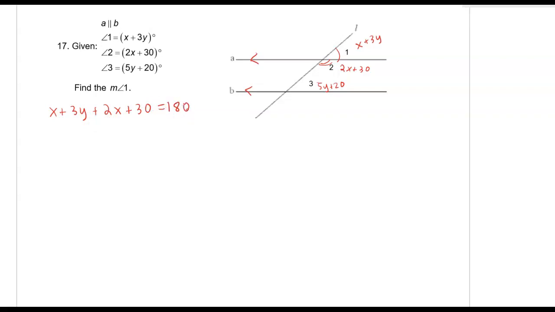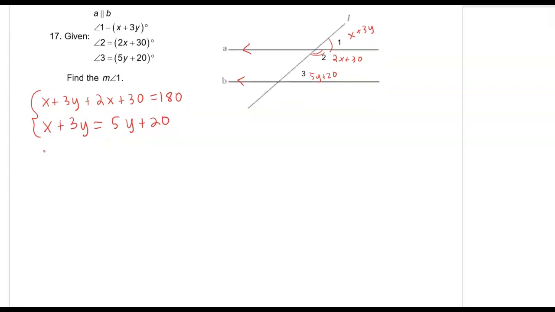Next, I need another equation because that one had two variables in it. You have a choice. You can say that angle 1 is congruent to angle 3 because they are corresponding angles. Or you can say angle 2 is supplementary to angle 3 because they are same side interior angles. I'll choose angle 1 congruent to angle 3. The equation for that is x plus 3y equals 5y plus 20. This is our system of equations.